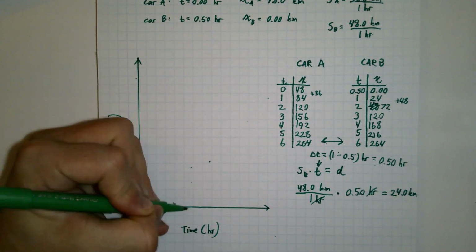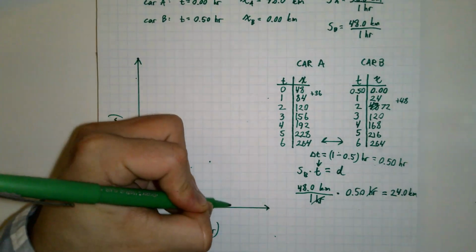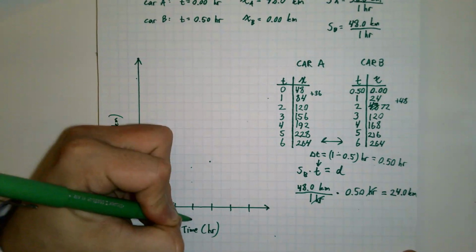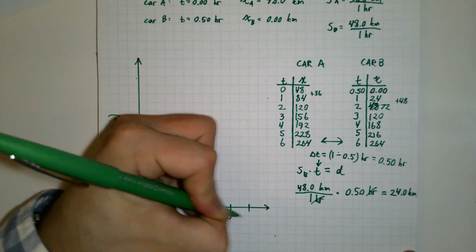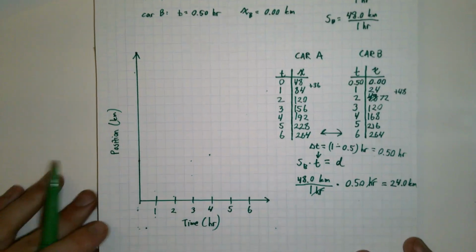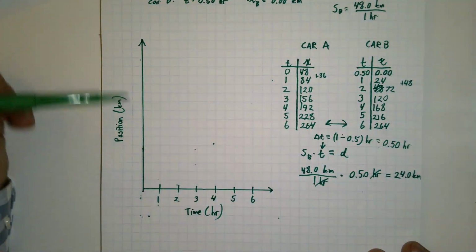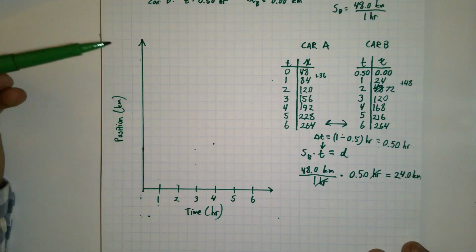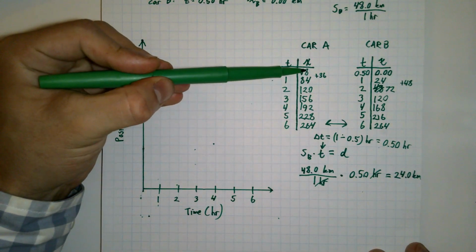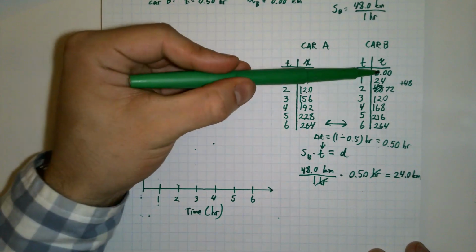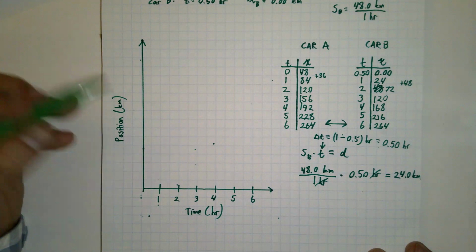I need a total range of 6 hours on my horizontal axis, my independent variable axis. Looks like I'll get those 6 hours just fine. I need a position, a vertical axis, a dependent axis that goes from my smallest value to my largest value. So from 0 all the way up to 264.